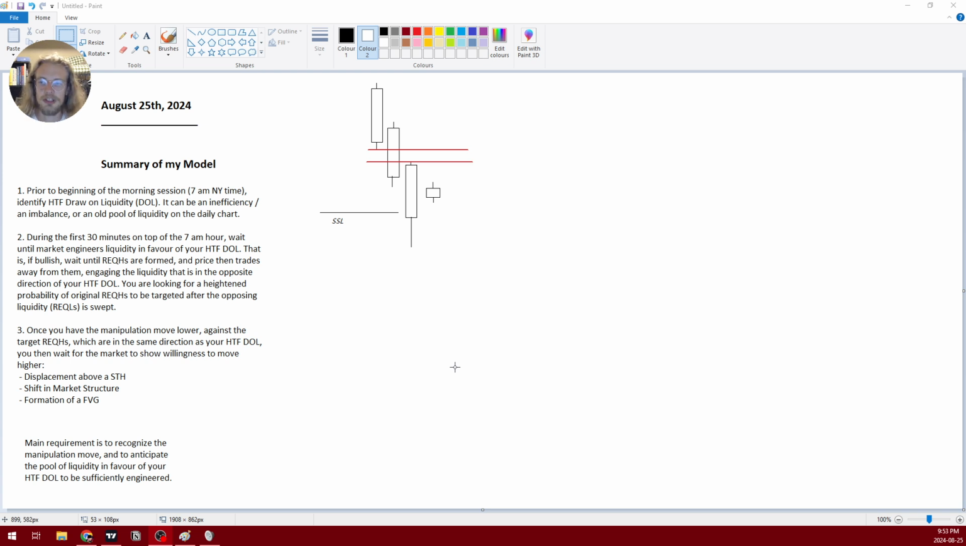So prior to the beginning of the morning session, which is the only session I'm predominantly going to be trading, and 7 a.m. New York time starts off the morning session, what I do is identify draw on liquidity. Draw on liquidity is where price is likely to move towards. It can be an inefficiency, an imbalance, or an old pool of liquidity on the daily chart.